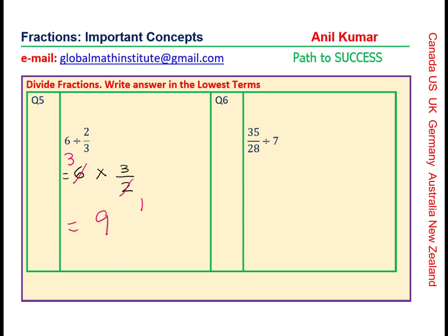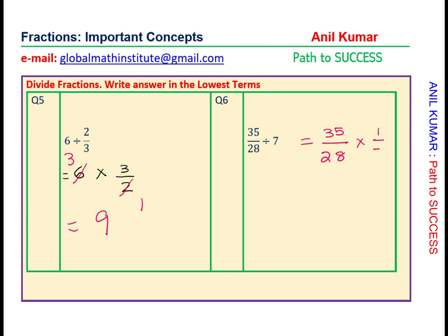Question number 6, we are dividing by a whole number. Now, these two are also very interesting cases. Sometimes students get confused. Right. So here we have 35 over 28, which remains as such. Division is changed to multiplication. 7, actually 7 over 1. Flip it and it becomes 1 over 7. And then now we have a multiplication statement where first simplify, then multiply.